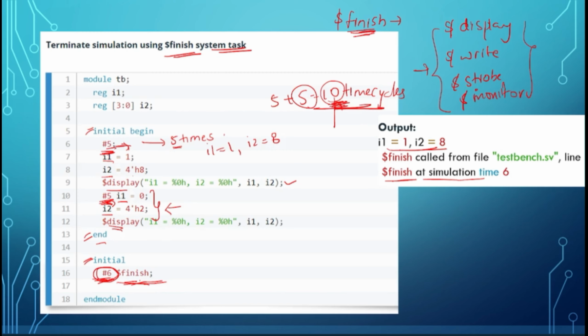Okay, so this is about the initial block, and then we will be discussing the always block in the next session. So that is all for today.